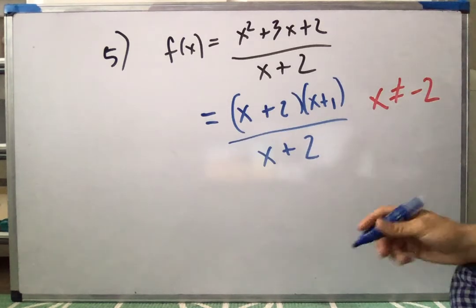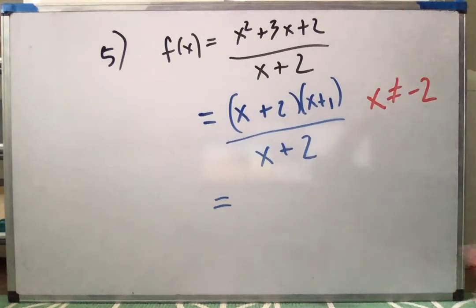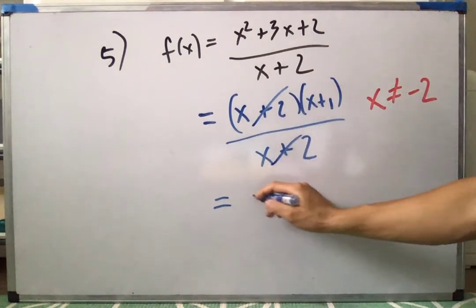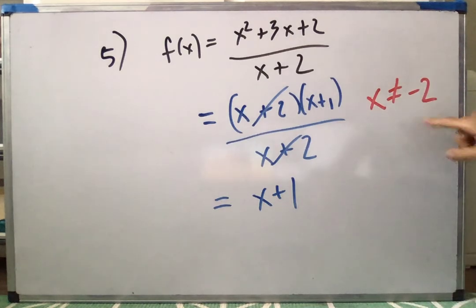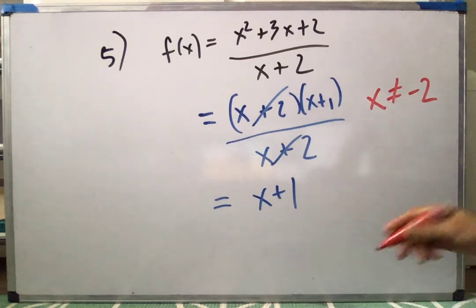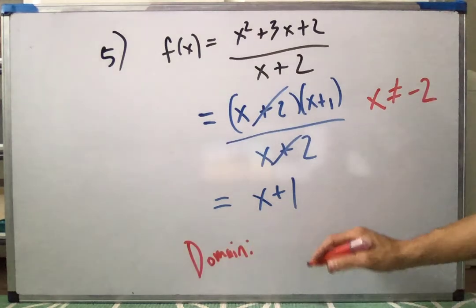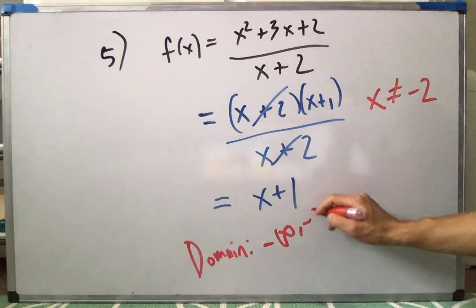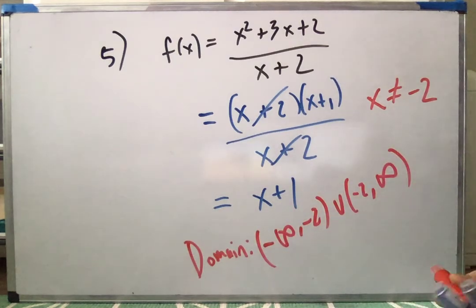But after that, I can reduce. So x plus 2 divided by x plus 2, those cancel. I have just x plus 1 left over. So the overall function is going to look just like x plus 1, except it's not going to be equal to negative 2. x cannot be negative 2. What does that mean for the domain? Domain first, everything except for negative 2. So negative infinity up to negative 2, union from negative 2 to infinity.